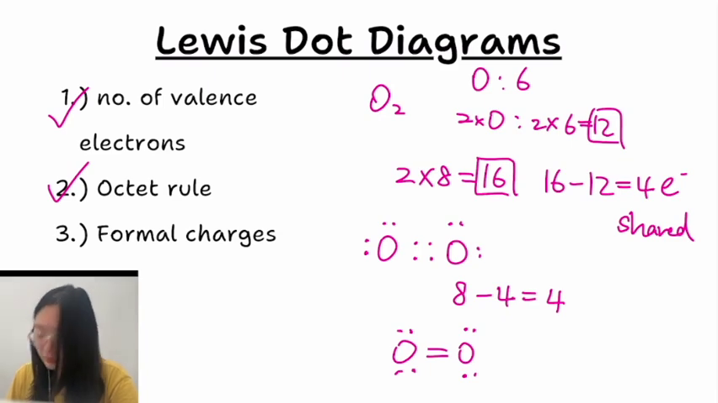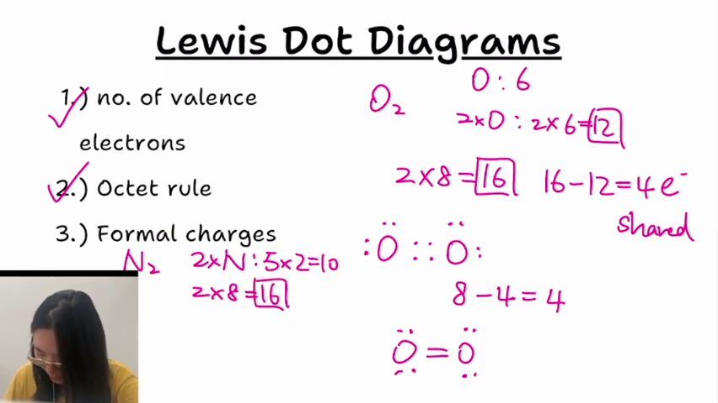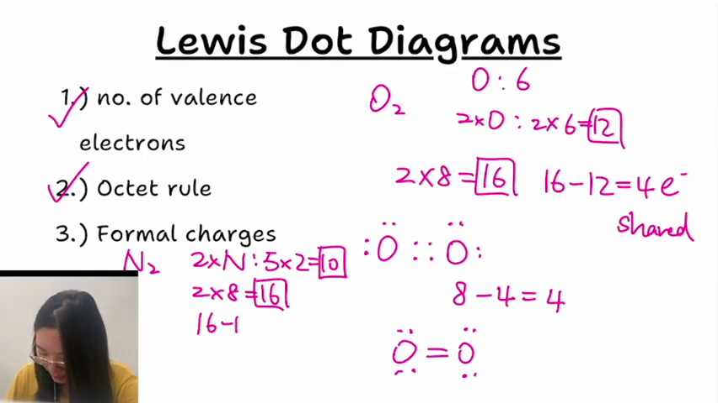Next we can try to draw the Lewis dot diagram of nitrogen using exactly the same method. Let's say nitrogen N2. Each nitrogen carries 5 valence electrons, which means 2 nitrogens carry 5 times 2, 10 valence electrons. To make sure that all the nitrogens achieve the full octet state, it's 2 times 8, which is equal to 16. So we want to have 16 electrons in total, but we have only 10, which means I am going to share 6 electrons.